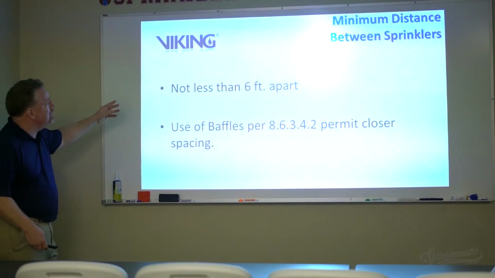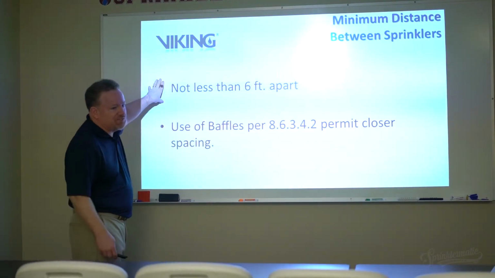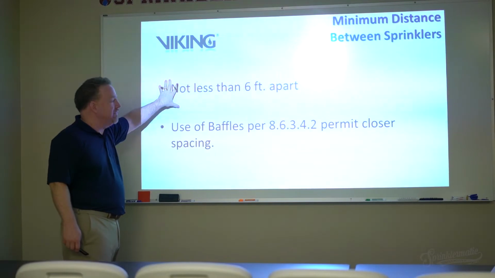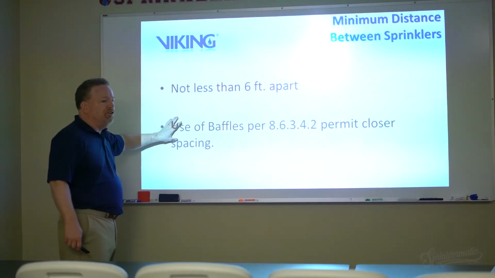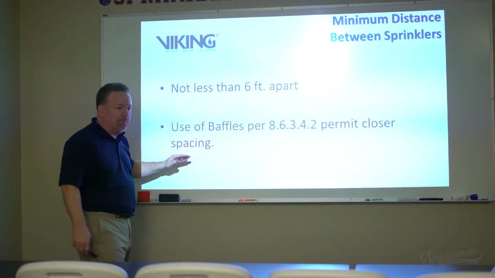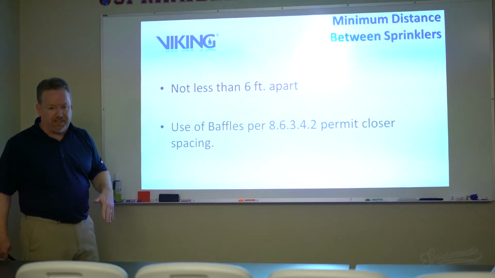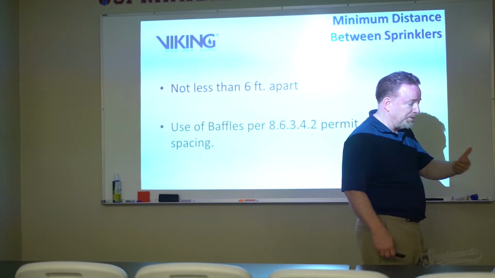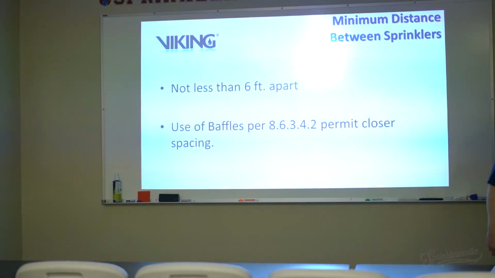Okay, so minimum distance between sprinklers, not less than 6 feet apart. That's a general rule for standard spray, pendant and upright sprinklers. If you're going to get closer than that, the standard does permit baffling, all right? Baffles between the sprinklers in this particular area. Now remember, standard spray, pendant and upright we're talking about. We're not talking about ESFR or anything like that, where baffles aren't permitted.